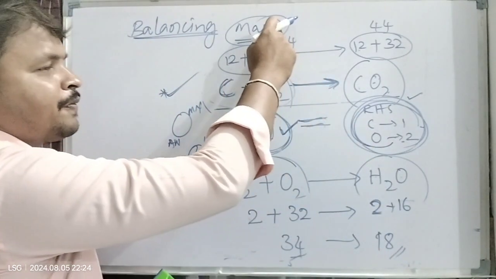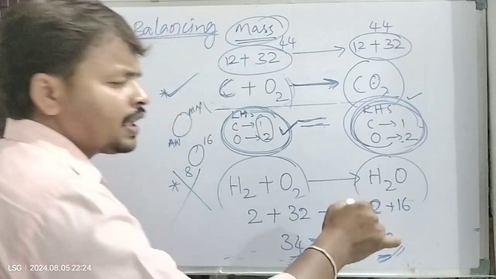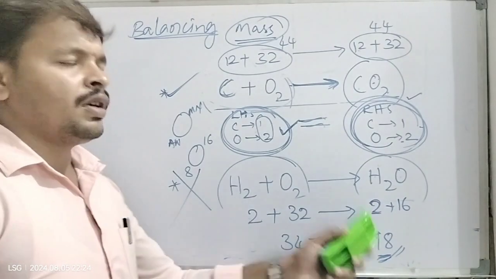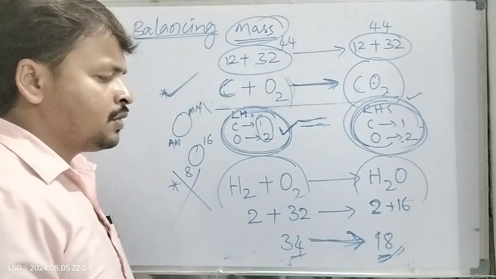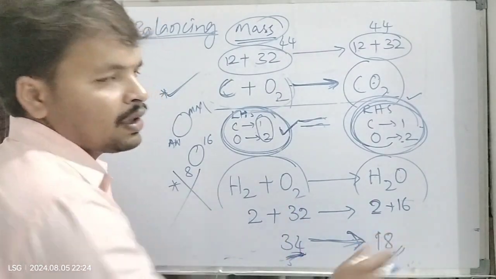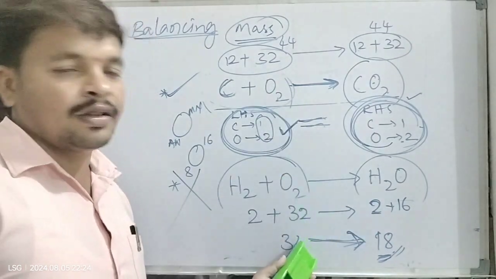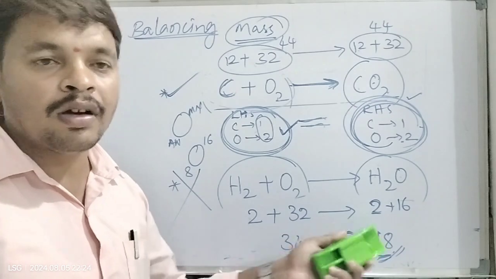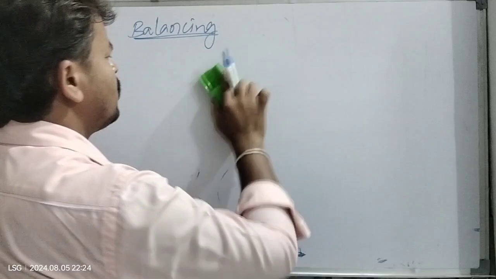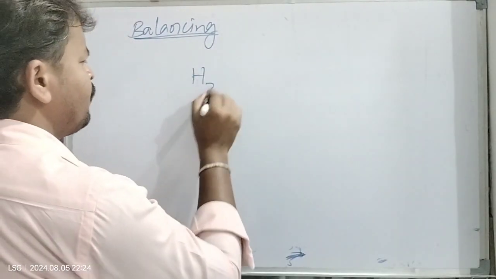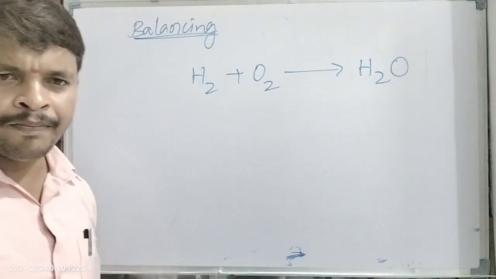But according to the law of conservation of mass, during the chemical reaction, there should not be a destroying of the mass of the elements. Mass should not be destroyed. It should not be created. Same mass should be retained in the product also. So, after balancing the equation, we can check whether the mass is going to be retained or not. So, how to balance the equation? One simple example, hydrogen plus oxygen, this is water here.